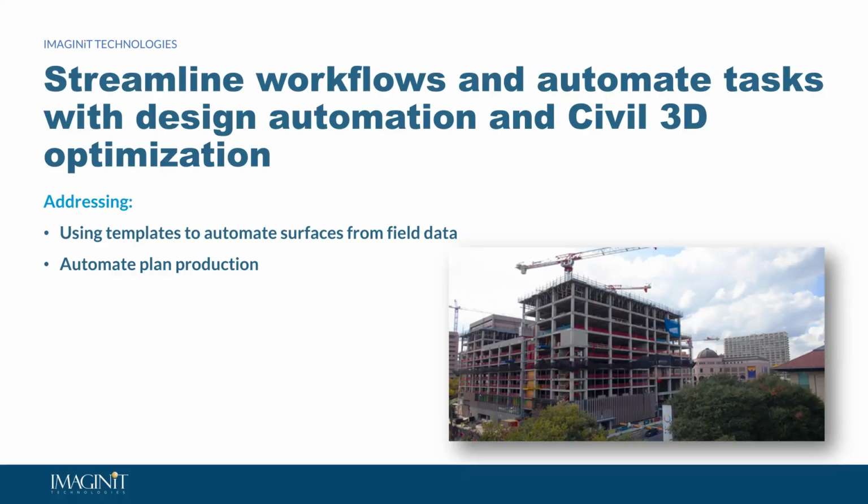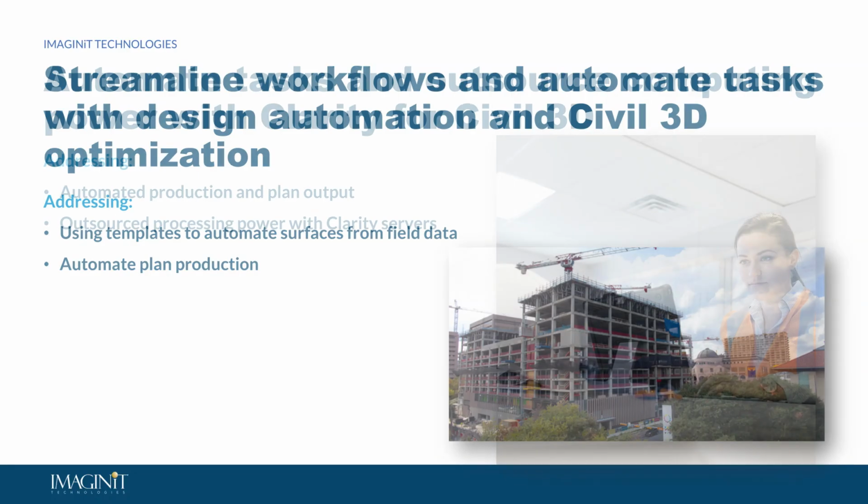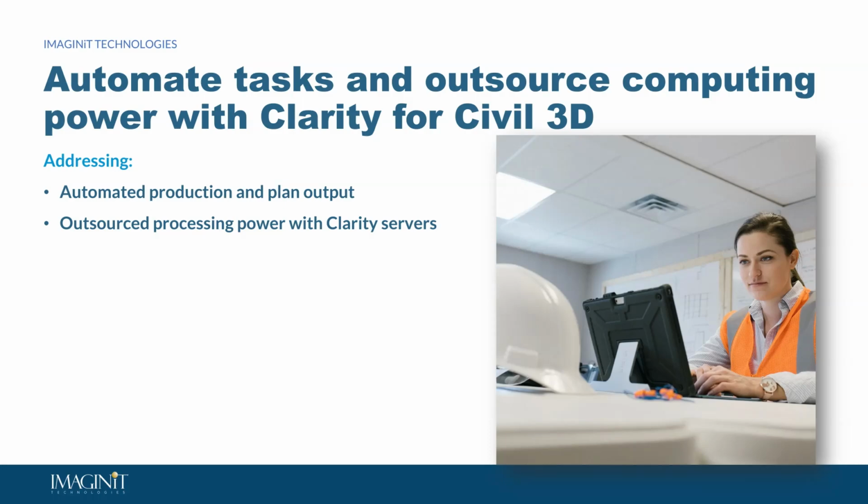and automating a few different tasks with our planned production and just optimizing Civil 3D. Avoiding unnecessary steps in the workflow and just speed up some things, help with the productivity. We'll talk about Clarity for Civil 3D and that automation process as well. It's a pretty cool tool that we have here at IMAGINiT.